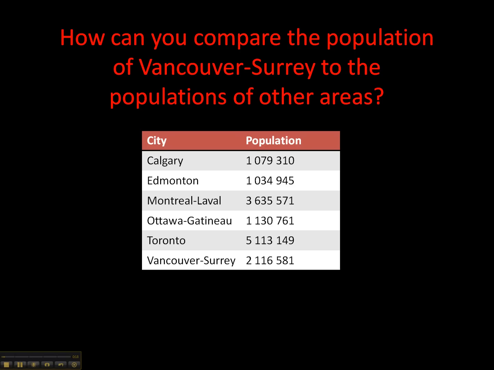Up until now, we've been representing numbers in the millions by this type of format. But you can use a technique called decimal millions, and that's going to make it easier for us to rattle off a number of different numbers that are big like this. So the question on page 46 of our textbook says, how can you compare the population of Vancouver-Surrey to the populations of other areas? And of course, these are all major centers in Canada.